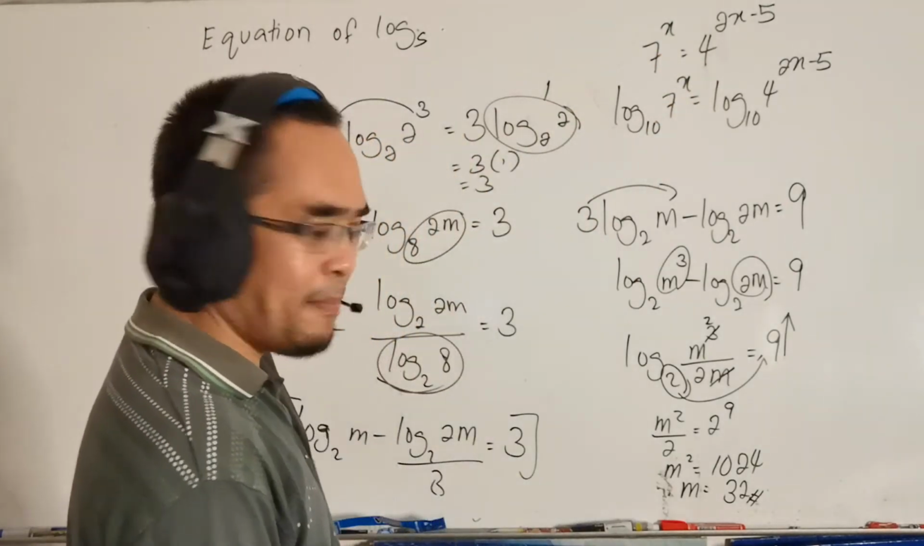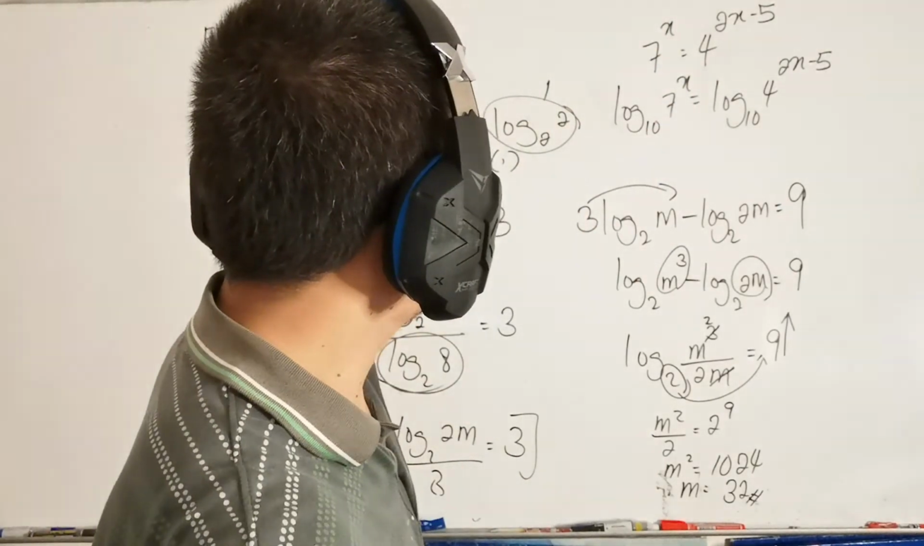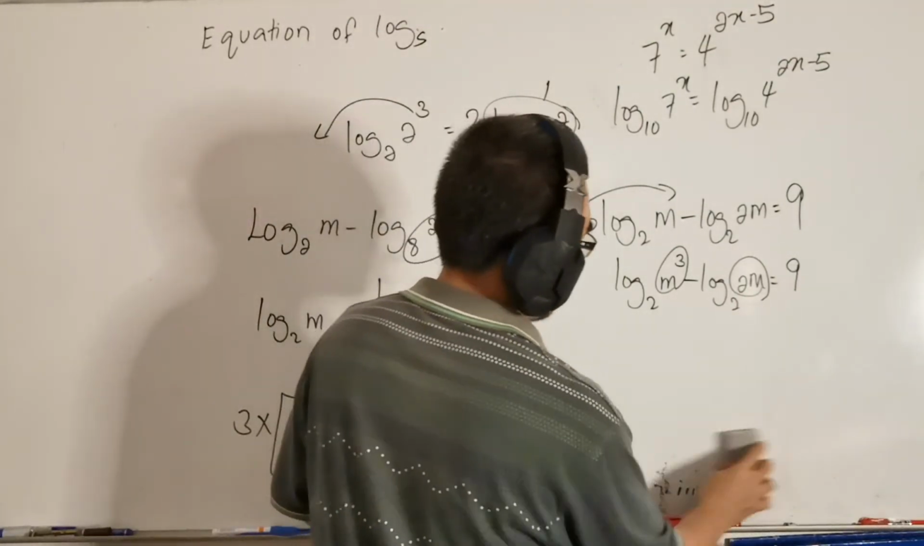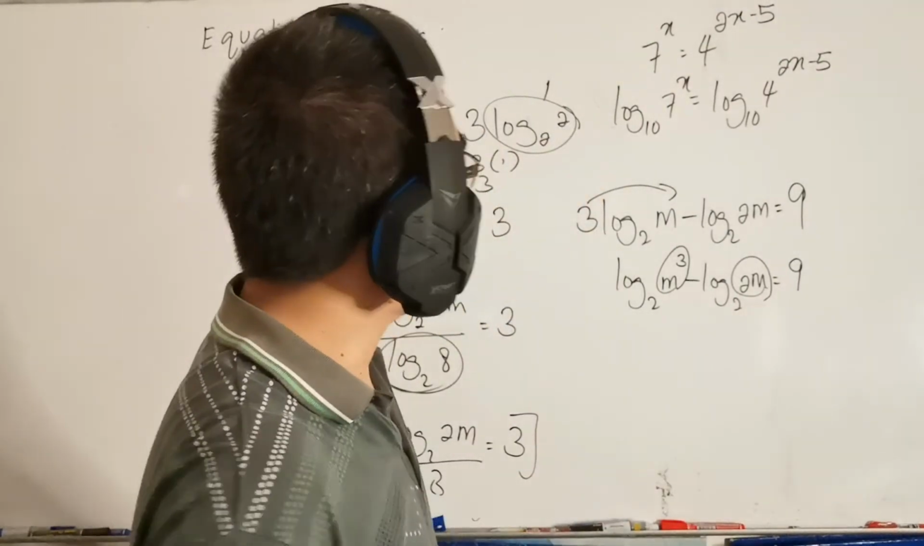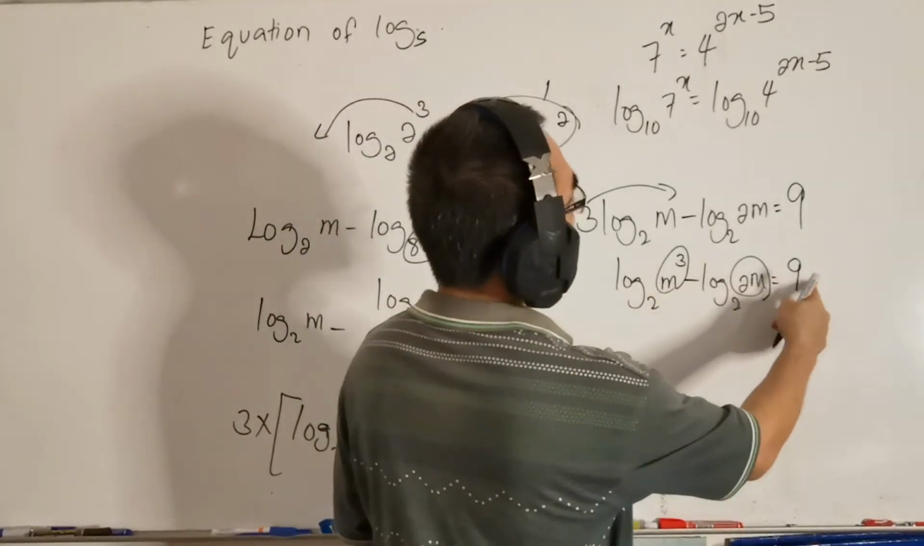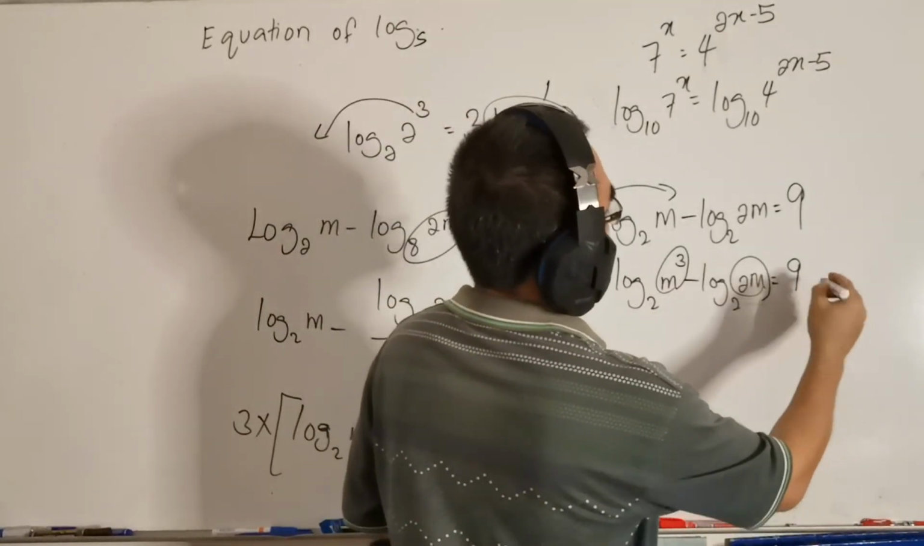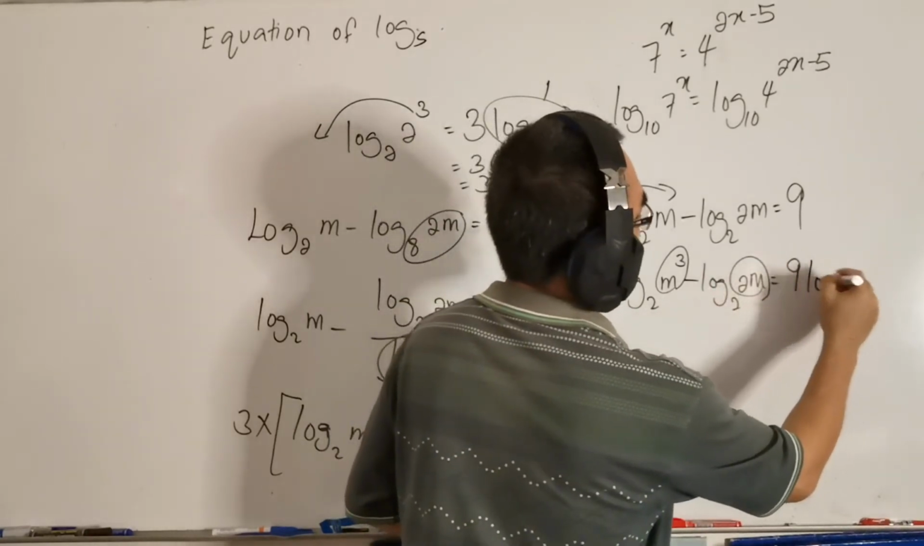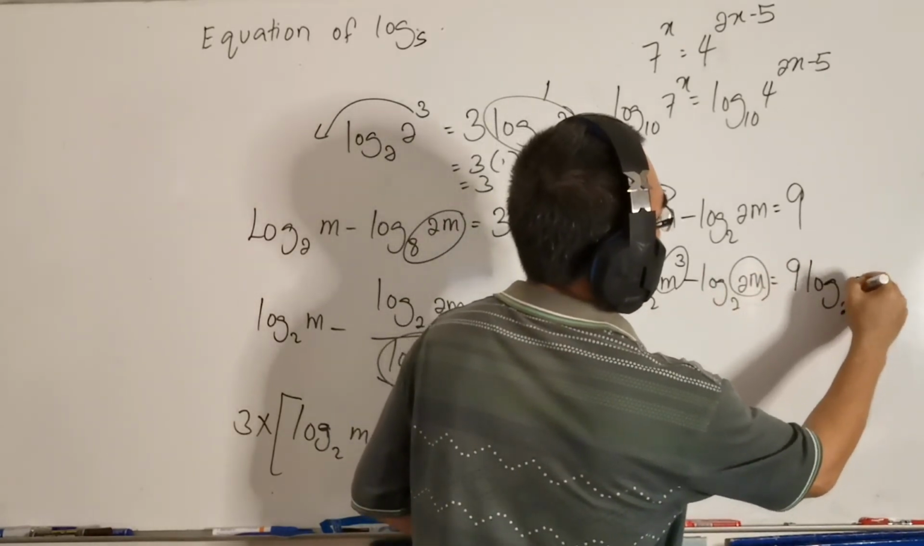So what I mean by this case is that instead of writing it down like this, you can write down log on the right side. But then you have to follow the log here, 9 log 2.